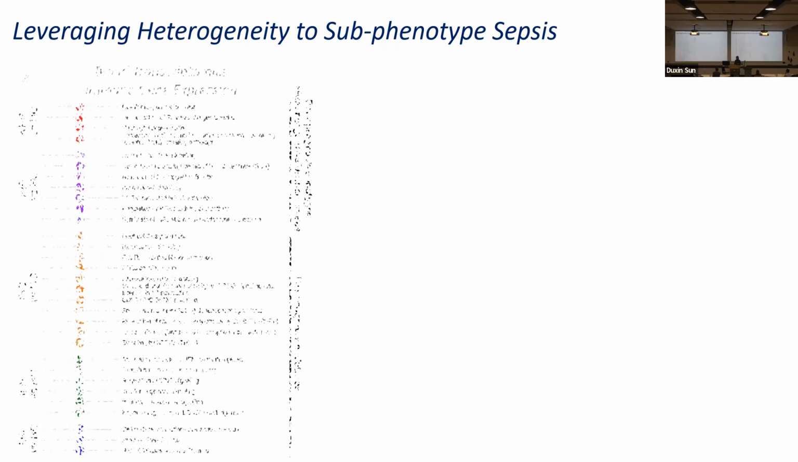So with that in mind, a number of different groups around the world have been trying to leverage this heterogeneity, all these different variables that move at different rates in these patients, to subphenotype and identify subgroups, if you will, of sepsis that might help us pinpoint potential therapeutic targets. And there's a number of different approaches that have been used. I'm just going to show you some examples.